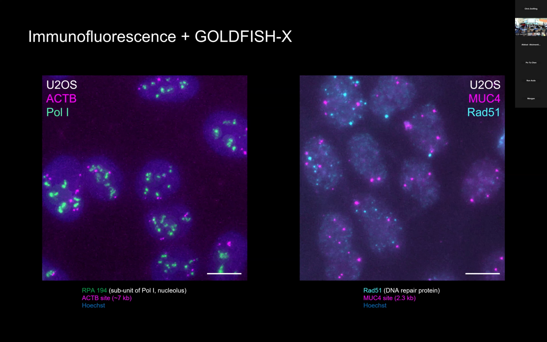So just to show that for larger structure proteins such as in the nucleolus, this is POL1, you should see that enriched in the nucleolus. It works pretty well. For the DNA repair protein that we are super interested in, it also works pretty well. You can see the very bright puncta of this protein, and at the same time, the DNA FISH spots.